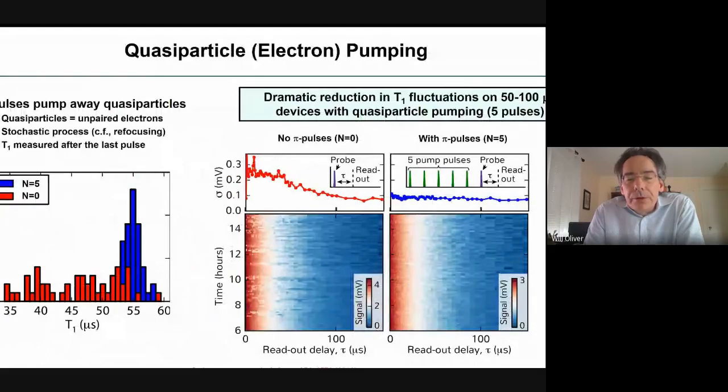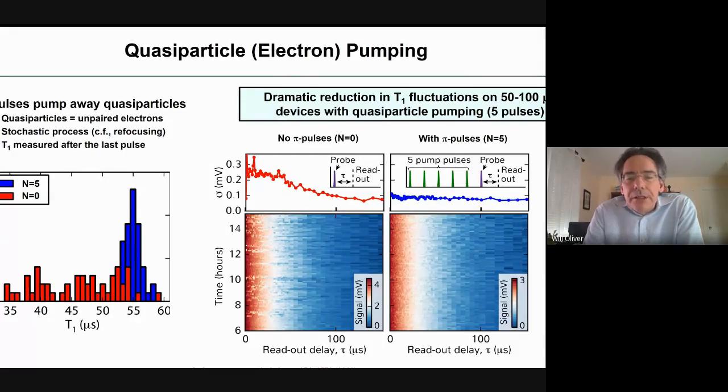Now, these quasiparticles, we then showed that if we apply some pre-pi pulses before we actually do an experiment, we can improve the situation quite a bit. And so what you see on the left is basically a histogram of T1s as a function of time, both when we don't apply any pre-pulses, the red data, n equals 0, and when we do apply 5 pre-pulses, the blue data, n equals 5.